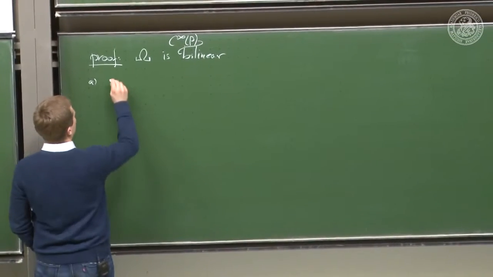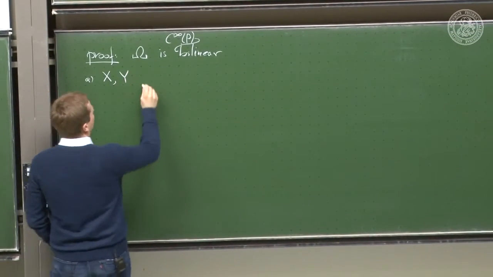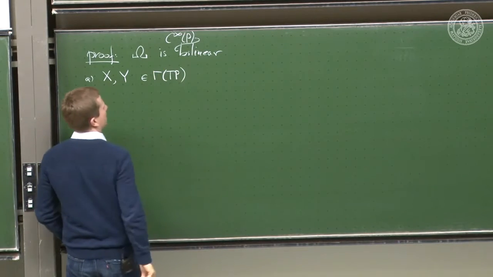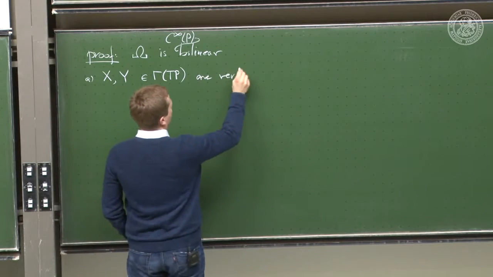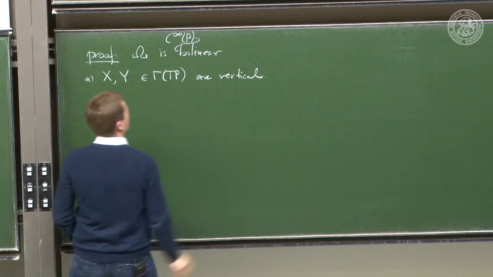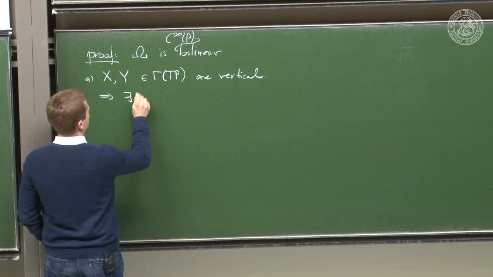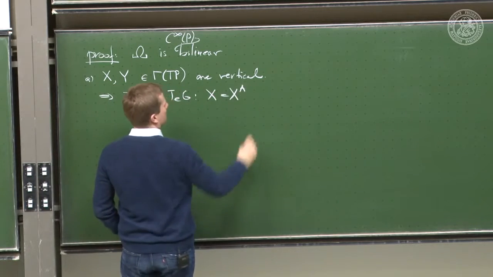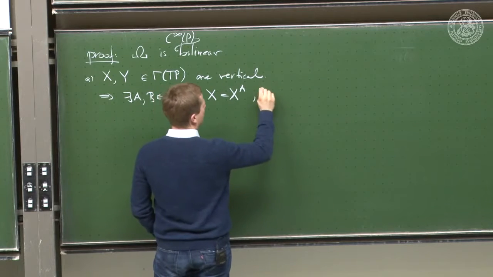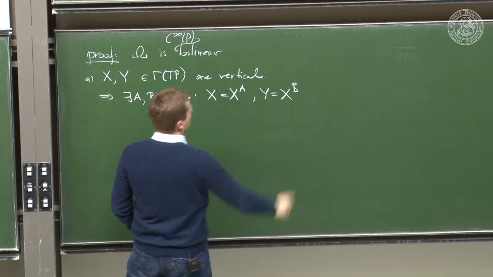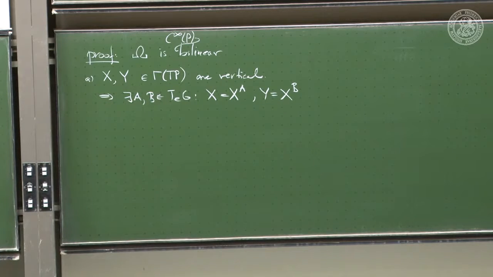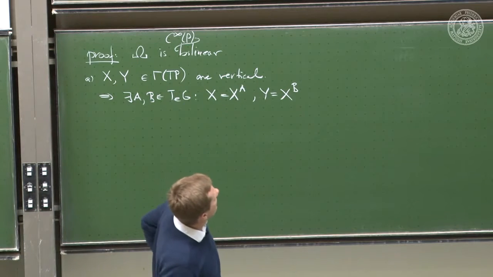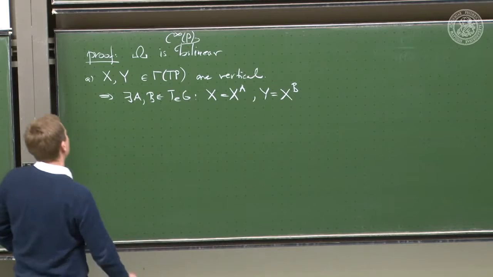We first have to consider the case that both the vector X and the vector Y that we plug into the omega, so vector fields on TP, are vertical vector fields. If they're vertical, then there exist Lie algebra elements A and B such that X is the vector field induced by A, and Y is the vector field induced by B, two vertical vector fields. And now we simply prove this claim by evaluating the left-hand side and the right-hand side separately.